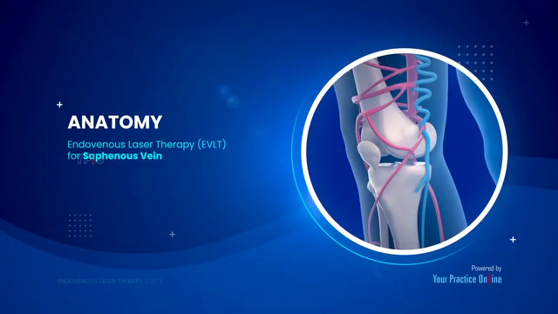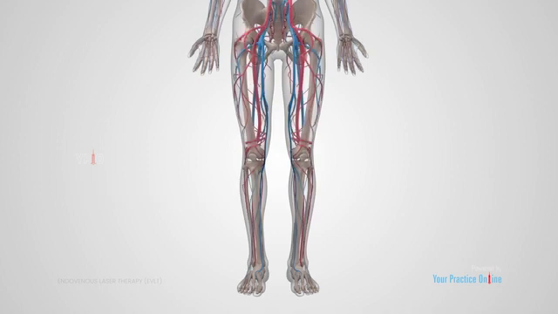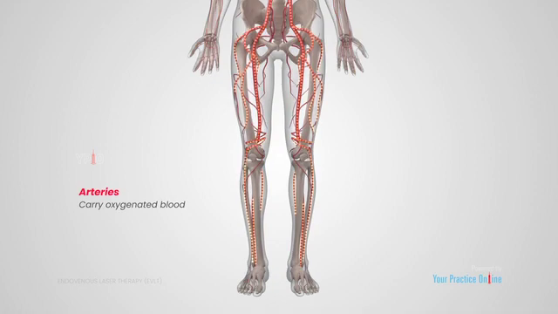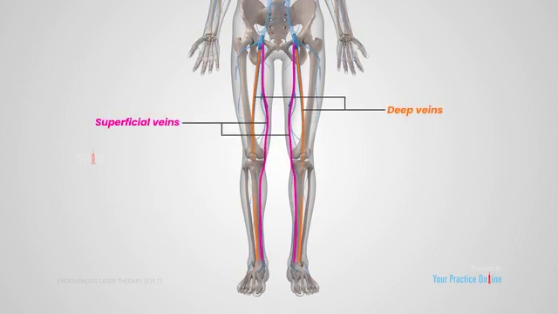Anatomy of the saphenous vein. The saphenous vein, commonly known as the Great Saphenous Vein (GSV), is a large blood vessel running close to the inside surface of the leg from the ankle to the groin. Blood circulates in the body through a system of blood vessels consisting of arteries and veins. Arteries carry oxygenated blood from the heart to different parts of the body. Veins are the vessels that carry deoxygenated blood from various tissues of the body back to the heart for purification or oxygenation.